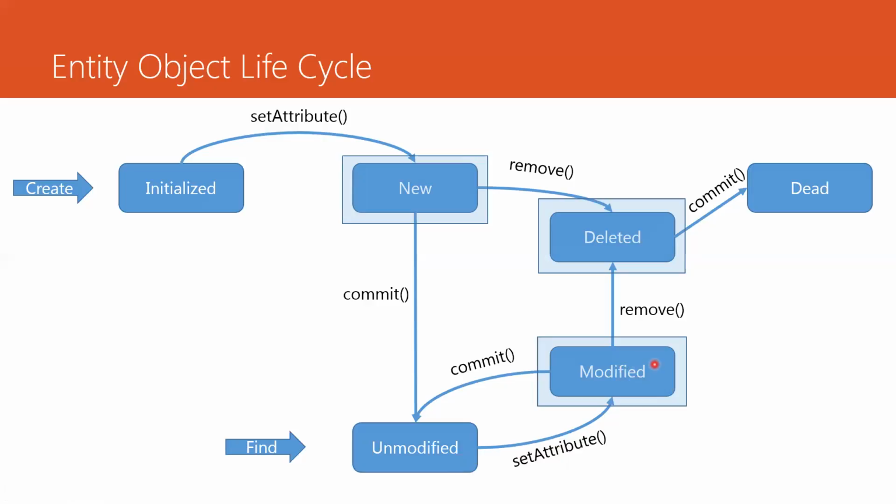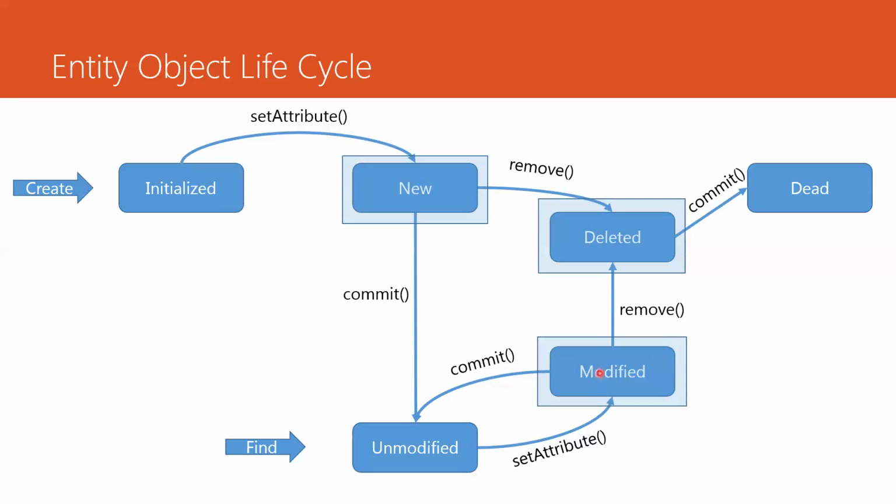So in this picture, I have depicted all the states in rounded rectangles, and those which are shaded with a square rectangle are those which are of interest to the ADF framework. They need some action from the framework. Okay. So this modified one will need an action. What is that action? It has to be either committed to the database or removed from the cache. Maybe I want to delete that row, or maybe I want to save that row.